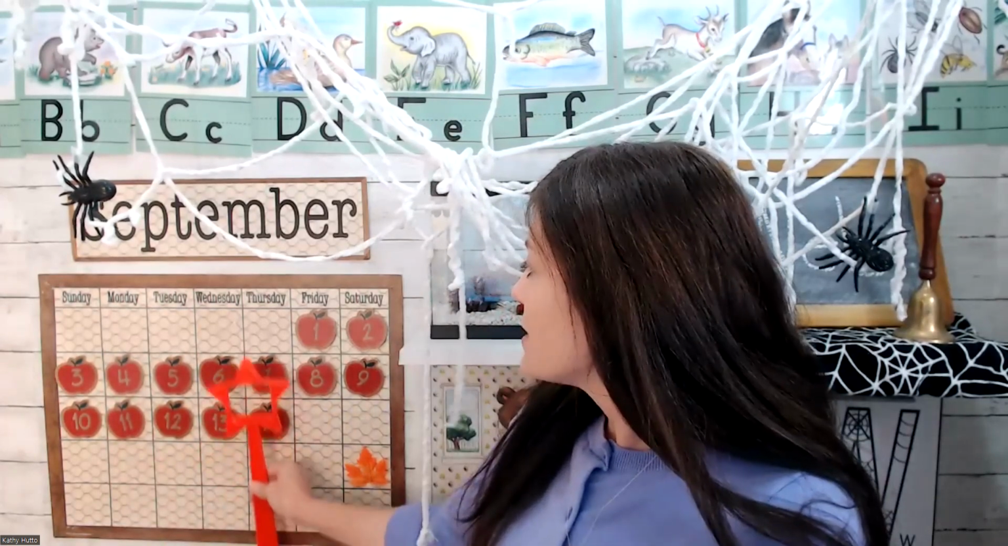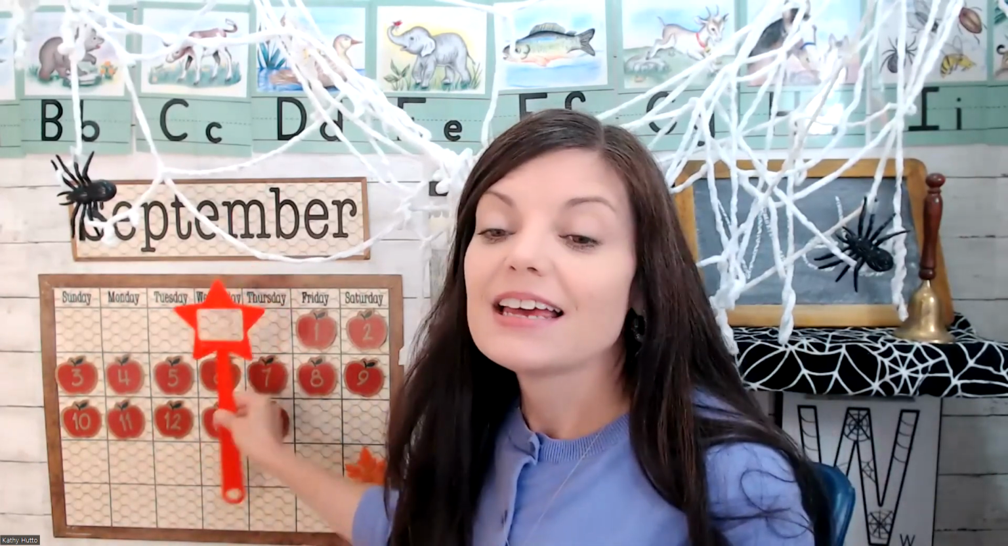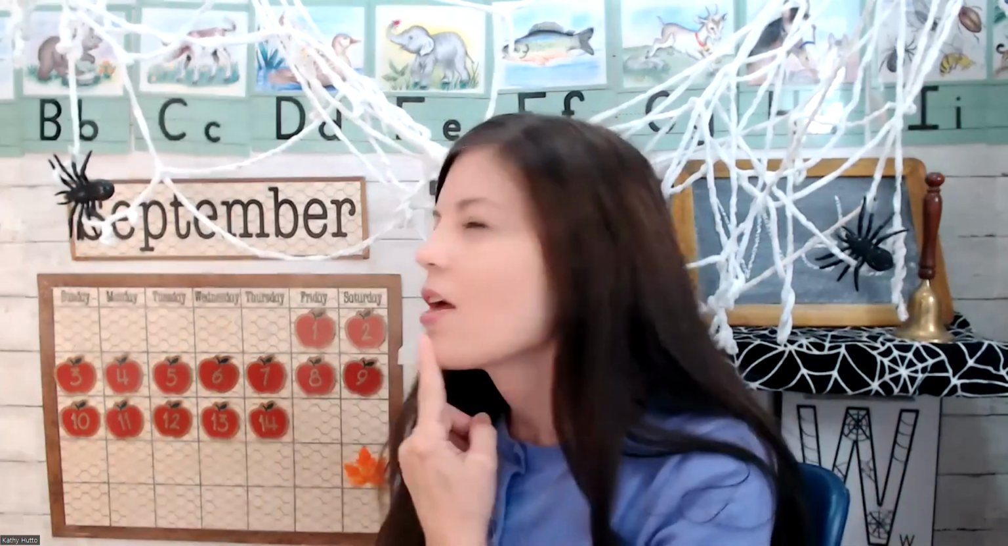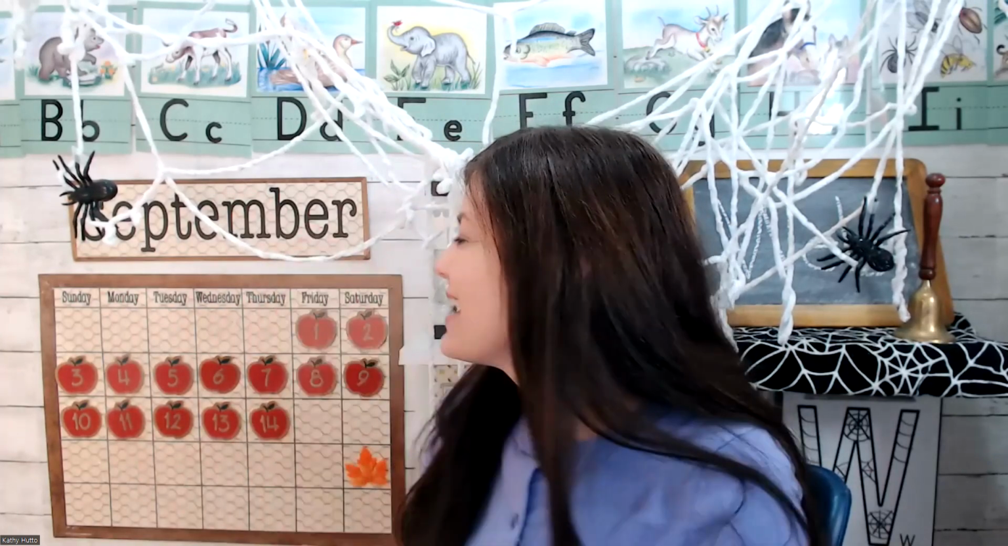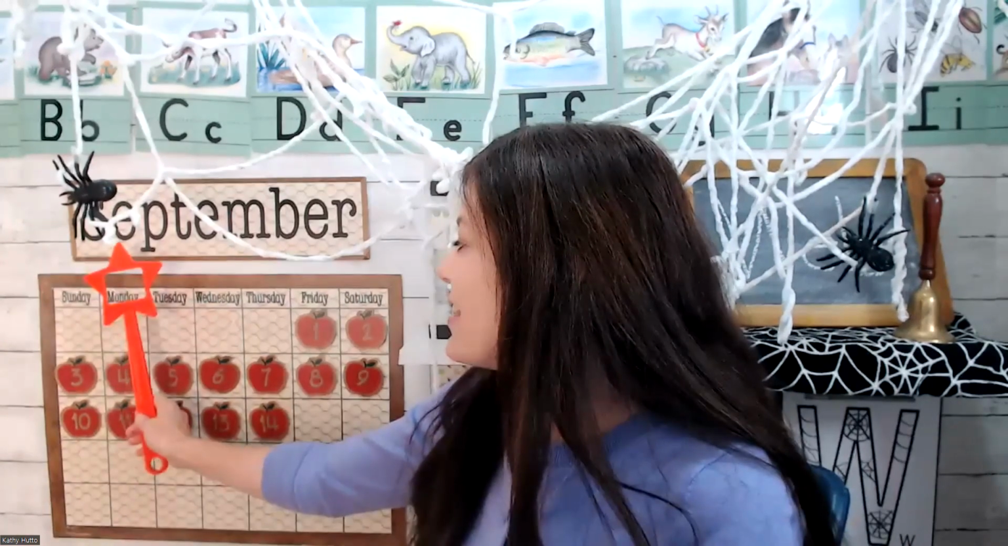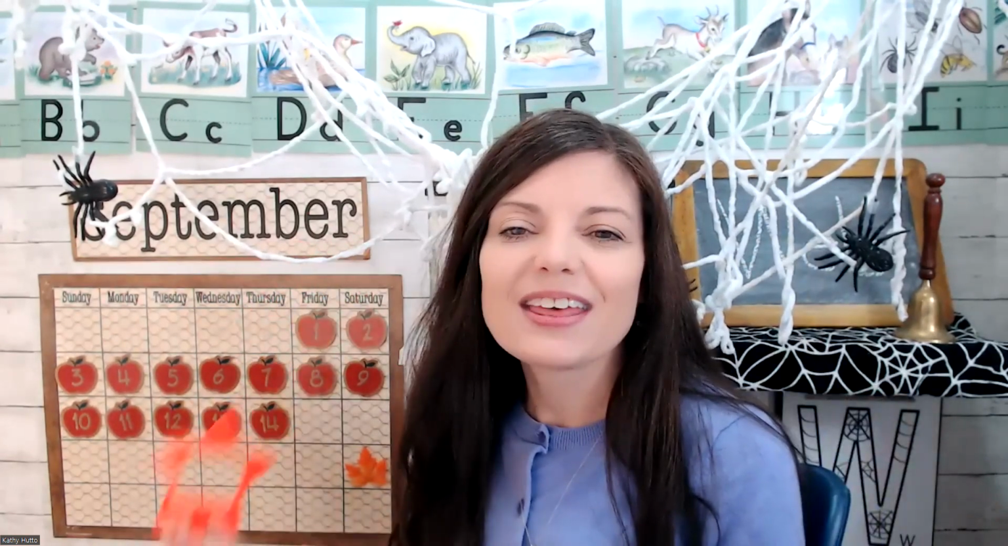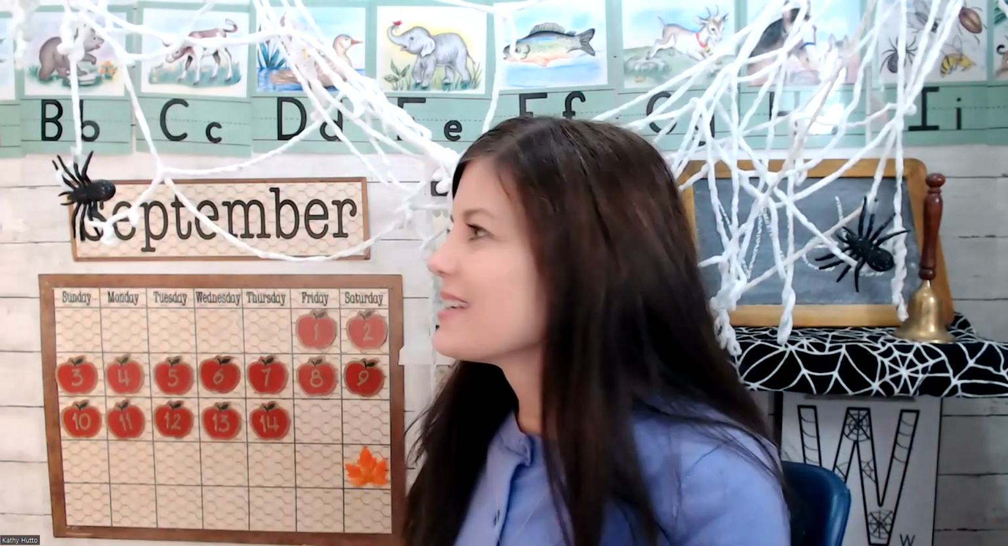Let's go all the way up to the top to see what today's day of the week is. It starts with a T and an H, and TH together make the sound th, th, th. So what is today? Thursday. Days of the week. There's Sunday and there's Monday, there's Tuesday and there's Wednesday, there's Thursday and there's Friday, and then there's Saturday. Days of the week.